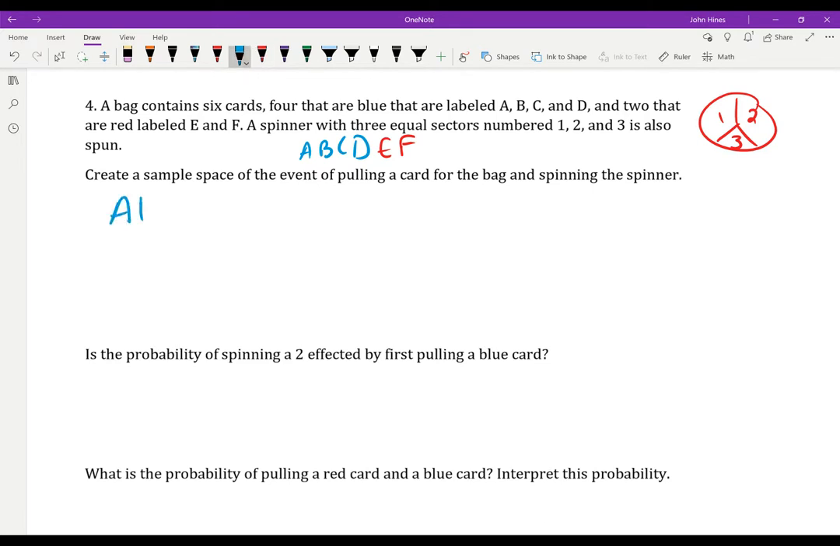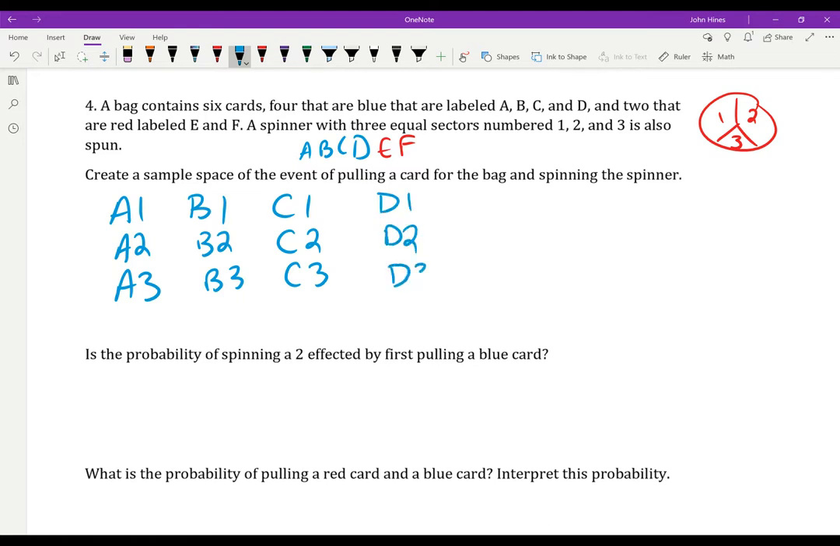So I could get A1, A2, A3, or B1, B2, B3. I'm just going through all the possible outcomes that can occur of me picking one of these letters and then spinning the spinner. We switch to red now, E1, E2, E3, F1, F2, F3. So I have 18 different outcomes from this event. If I pick one of these letters and spin the spinner, there's 18 possible outcomes.